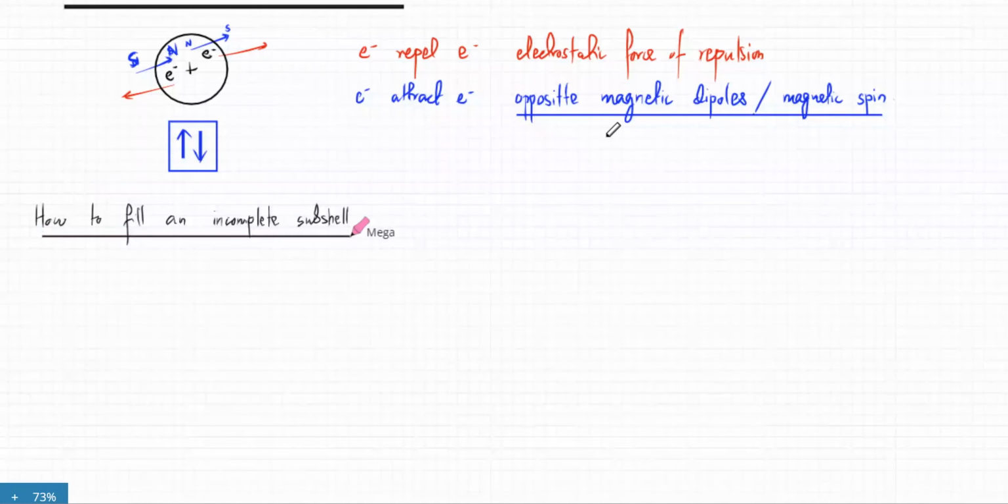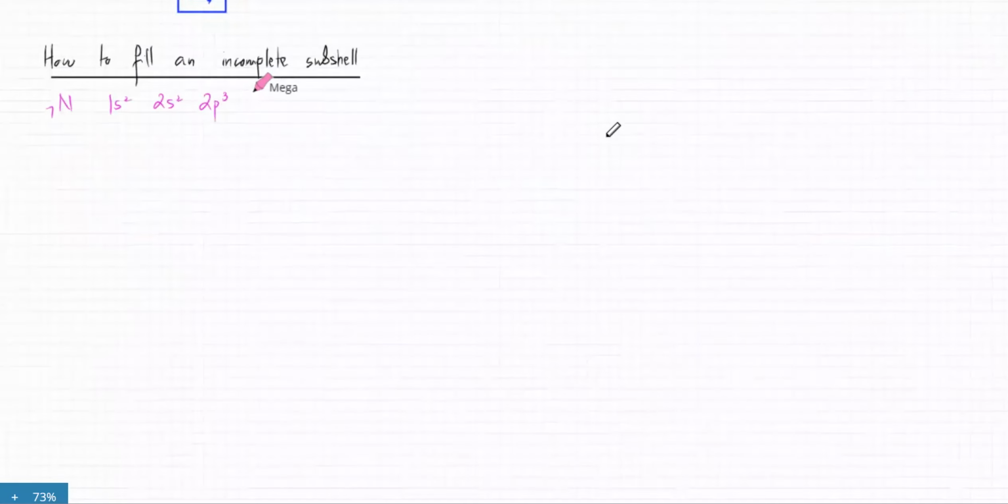So if the subshell is full, that's not an issue. All the orbitals are going to have 2 electrons each. But let's say I have a nitrogen atom. Nitrogen has a total of 7 electrons. If you follow the Aufbau principle, it's going to be 1s2, followed by 2s2, and the last one would be 2p. The 2p is supposed to have 6 electrons. It's got 3 orbitals, 2px, 2py, and 2pz, but you're running out of electrons. So there would be just 3 electrons instead of the 6 electrons.